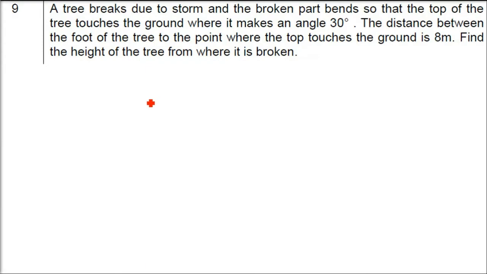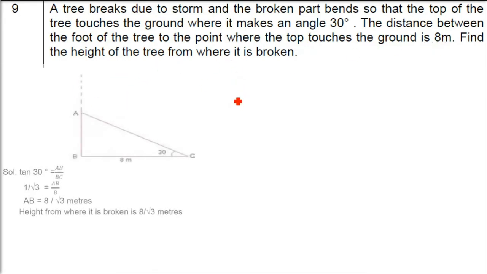Please remember. A tree breaks due to a storm and the broken part bends so that the top of the tree touches the ground, where it makes an angle of 30 degree. The distance between the foot of the tree to the point where the top touches the ground is 8 meter. Find the height of the tree from where it is broken.